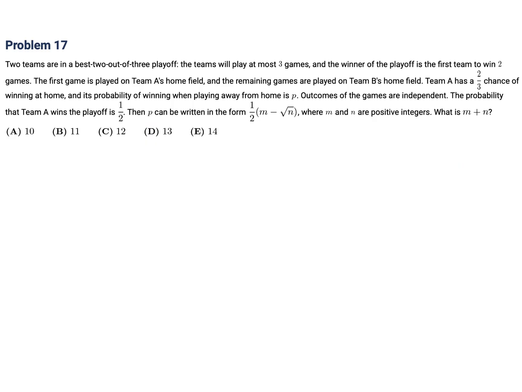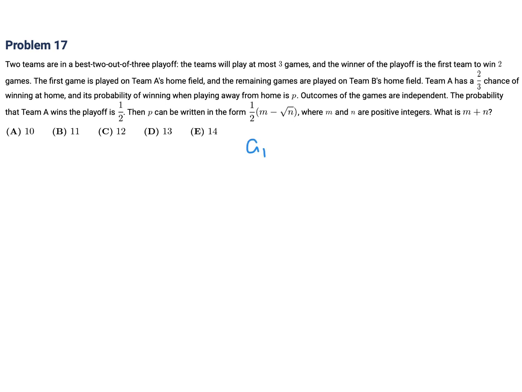Two teams are in a best 2 out of 3 playoff. The teams will play at most 3 games, and the winner of the playoff is the first team to win 2 games. The first game is played on Team A's home field. The remaining games are played on Team B's home field. Team A has a 2/3 chance of winning at home, and its probability of winning when playing away from home is P. Outcomes of the games are independent. The probability that Team A wins the playoff is 1/2. Then P can be written in the form 1/2 (m minus root n), where m and n are positive integers. What is m plus n?